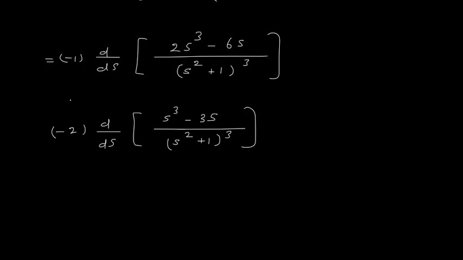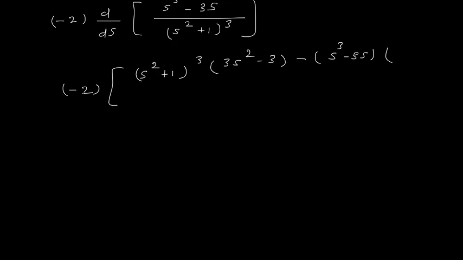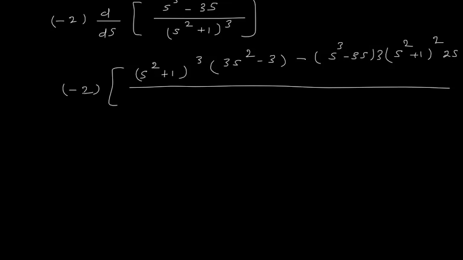Now again I will differentiate. It is minus 2. Here it is s square plus 1 the whole cube into derivative of this term is 3s square minus 3, minus, here I have s cube minus 3s. I will differentiate this part, so it is 3 into s square plus 1 the whole square into derivative of s square plus 1 is 2s, whole divided by, now here I have s square plus 1 the whole power 6.